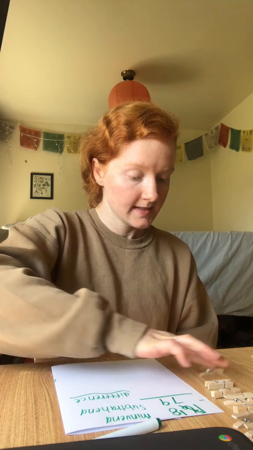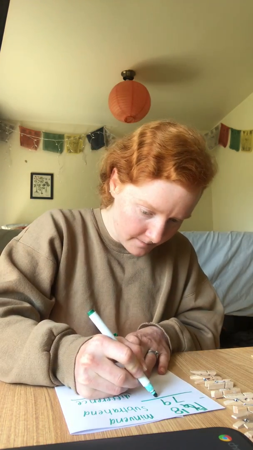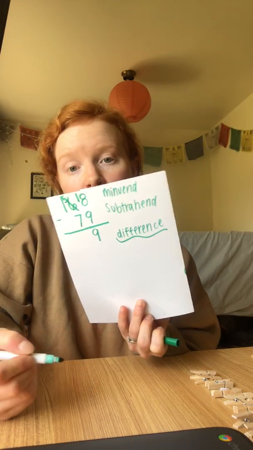18 minus 9 is, well, we can do that right here. So we have 1, 2, 3, 4, 5, 6, 7, 8. If we take away 9, we're going to have 17, 16, 15, 14, 13, 12, 11, 10, 9. Okay, so we're going to put a 9 on the bottom. That's for our ones place.